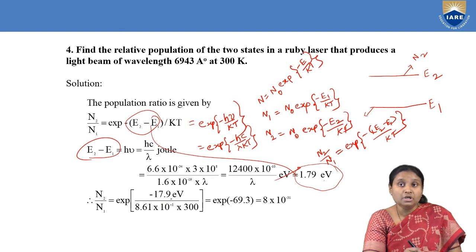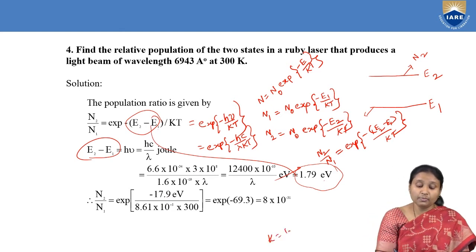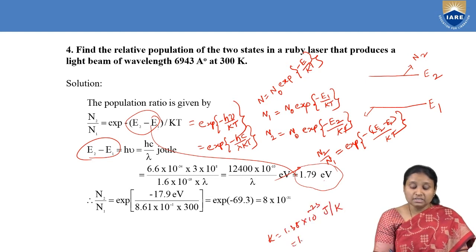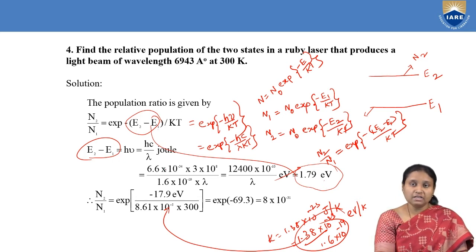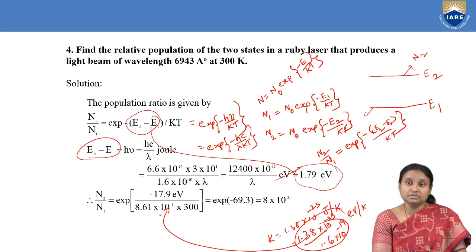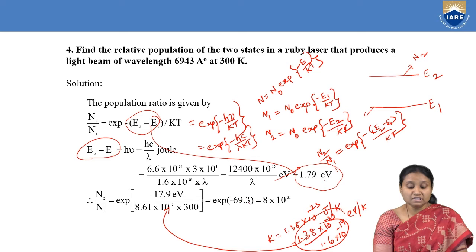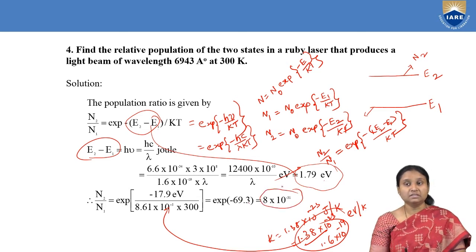So for that, what is the value of K? K is 1.38 into 10 power of minus 23 joule per Kelvin. Here this value we have to divide by 1.6 into 10 power of minus 19 if you want the Boltzmann constant in electron volts per Kelvin, and if we do so, this is the value we are going to get. But the simple way is to calculate E2 minus E1 in joules, then substitute our Boltzmann constant in joules. When we simplify, it comes out to be exponential of minus 69.3, which is equal to 8 into 10 to the power of minus 31.